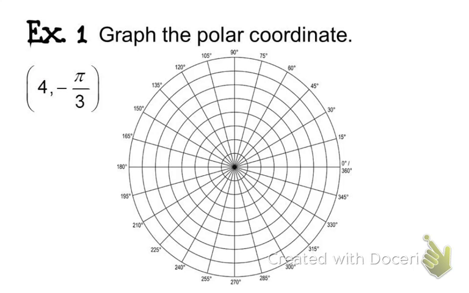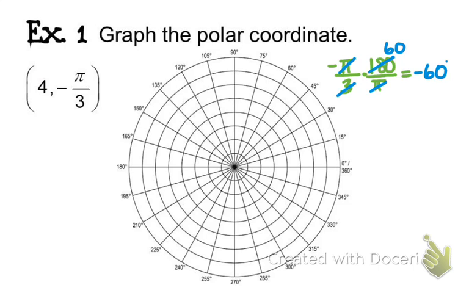Okay, so now we're going to work through several examples. So we're going to start by graphing the polar coordinate (4, negative pi over 3). So since my polar coordinate system is in degrees in this picture, I'm going to go ahead and convert my coordinate from radians to degrees. So if you remember a long time ago from trig, to go from a radian to a degree, we're going to multiply by 180 over pi. So when I do that, my pi's are going to cancel. And I know that 3 goes into 180 60 times. So this is equal to negative 60 degrees.